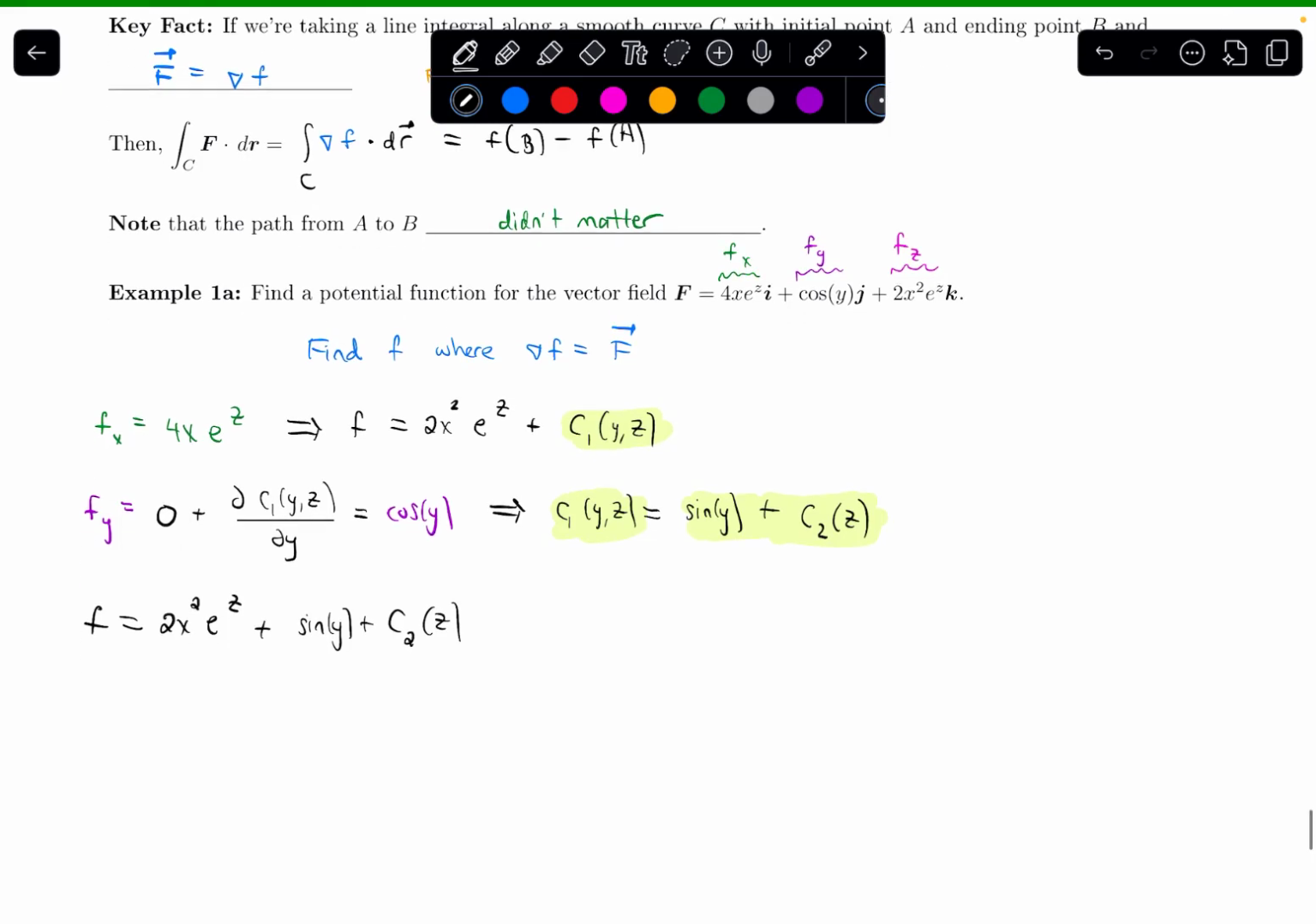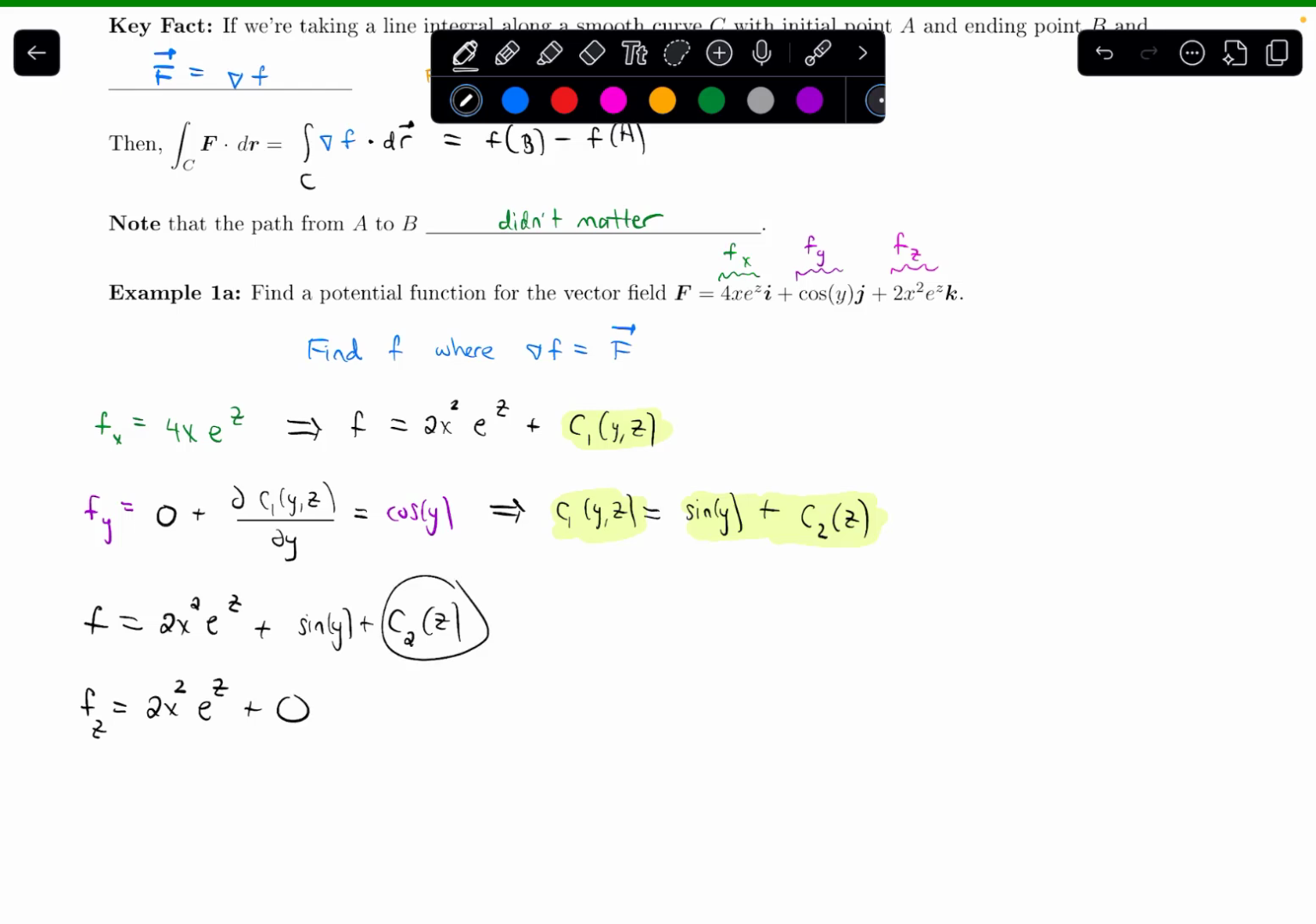Nice. So there's one more thing to do, which is to look at this z partial derivative. Let's take the partial of f with respect to z. So x and y are treated as constants, and z is treated as a variable. The 2x squared is treated as a constant, so that'll just stay there, multiplying the derivative of e to the z. The derivative of e to the z is just itself, e to the z. Sine of y has no z's in it, so it's treated as a constant, and that'll give me plus 0.